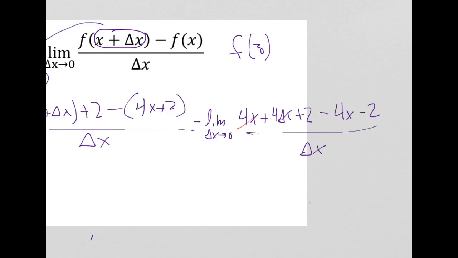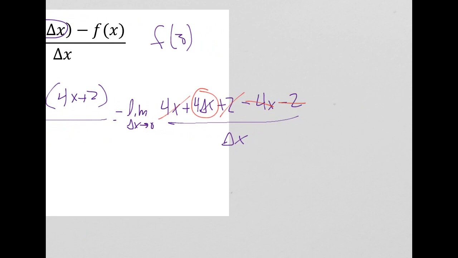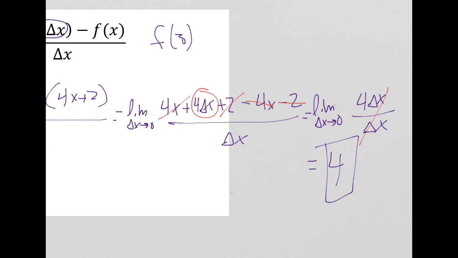And look at what cancels. Positive 4x, negative 4x, positive 2, negative 2. So I'm just left with that 4 delta x. So I get the limit equals the limit as delta x approaches 0 of 4 delta x over delta x. My delta x's cancel, and I'm just left with 4.